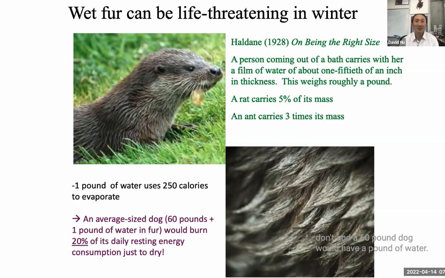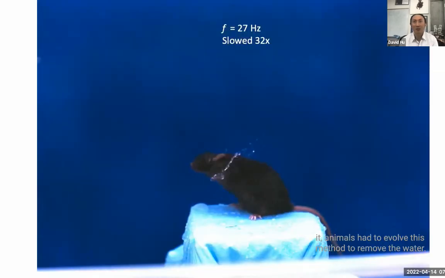And a 60-pound dog would have a pound of water in its fur. There's a heat of vaporization that is required to turn water into vapor. And a pound of water would use about 250 calories of an animal's daily energy intake to burn off. So it would have to use lunch to dry off if it did not evolve this wet dog shaking mechanism. Because of the energetic consequences of keeping the water on, all furry animals had to evolve this method to remove the water.